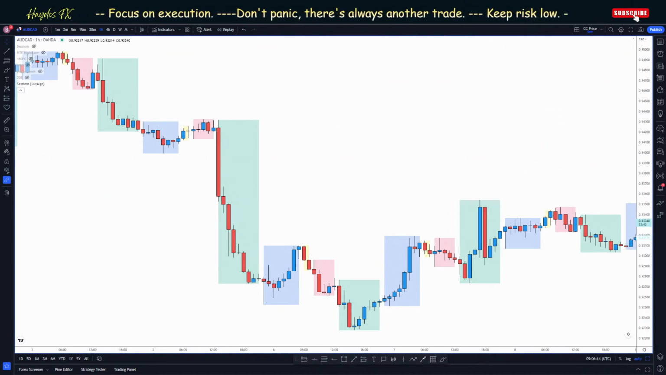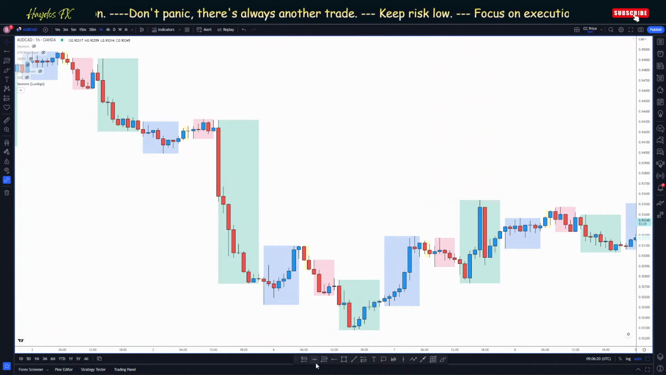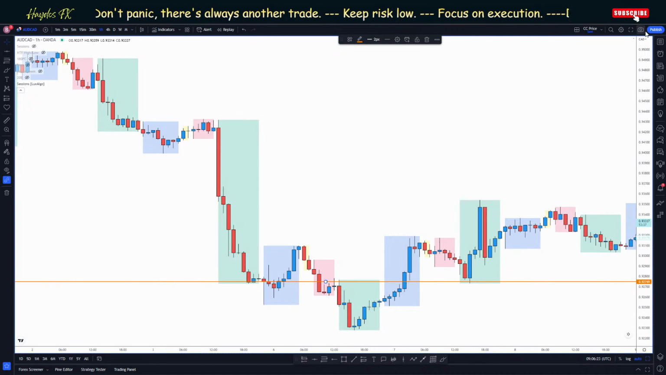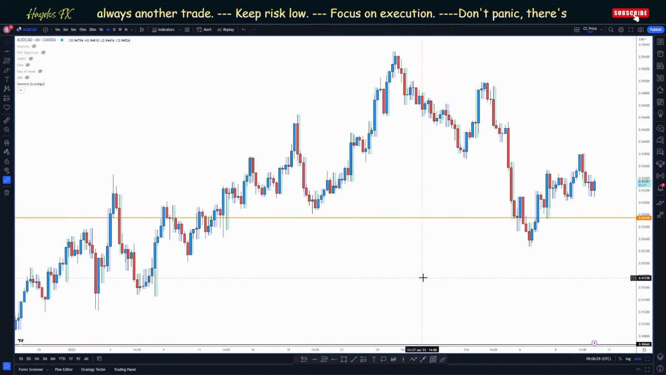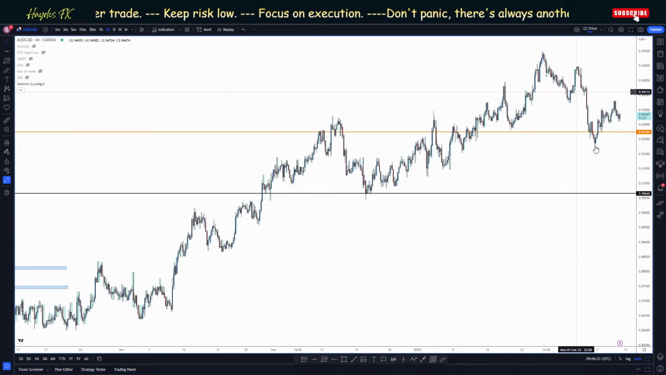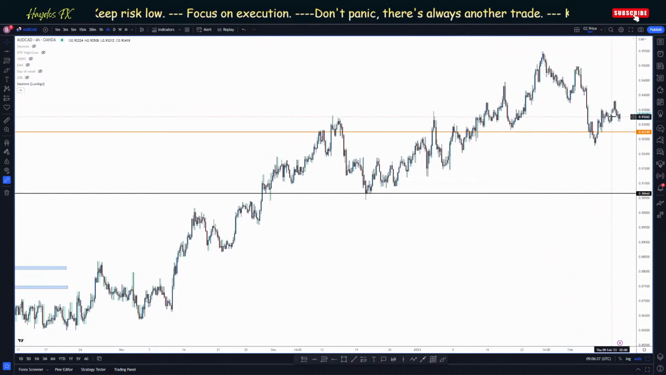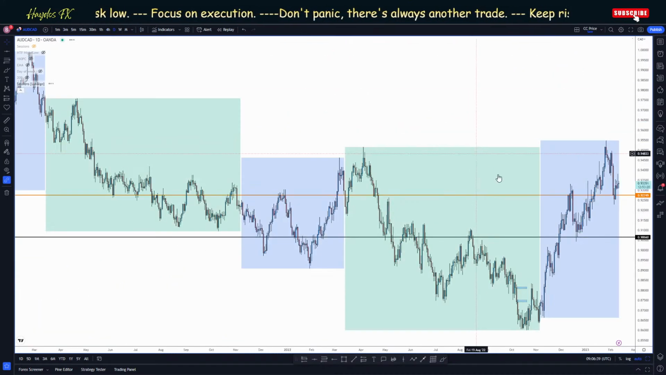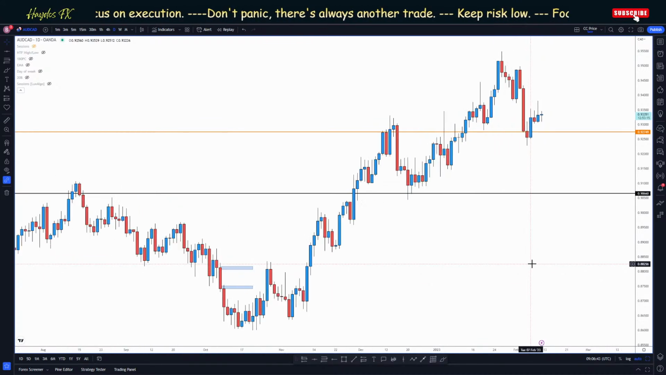There's always a level. Let me just put a horizontal line. Let's just have a look at the 4 hour. It's an uptrend. Okay. So if I turn this off, you can see what the trend was.